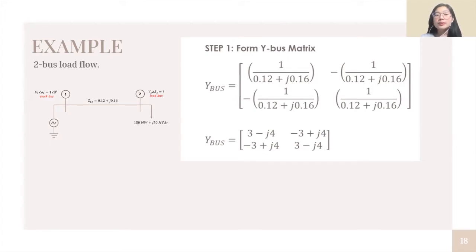And our Y12, if it is off diagonal, we always multiply it by negative 1. So negative 1 multiplied by the reciprocal of Z12 is basically negative 1 over 0.12 plus j0.16, as you can see over here. Same goes for our Y21. Since Y12 and Y21 are basically the same, this is going to have the same answer as Y12. And as for our Y22, it is all that are connected to bus 2, and that's going to be positive. The only one given is Z12, so basically, the reciprocal of 0.12 plus j0.16. To simplify it further, we arrive at an answer of 3 minus j4 for Y11, negative 3 plus j4 for Y12, negative 3 plus j4 for Y21, and 3 minus j4 for our Y22.